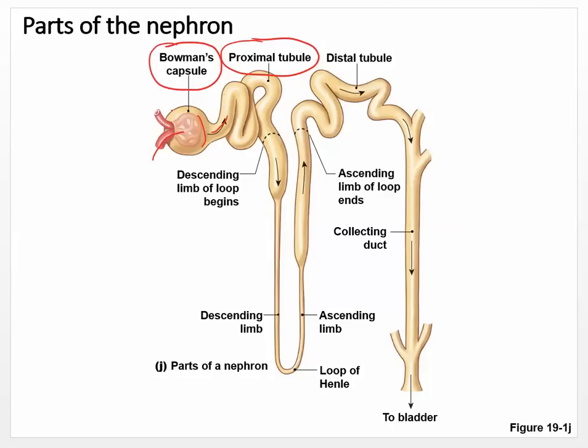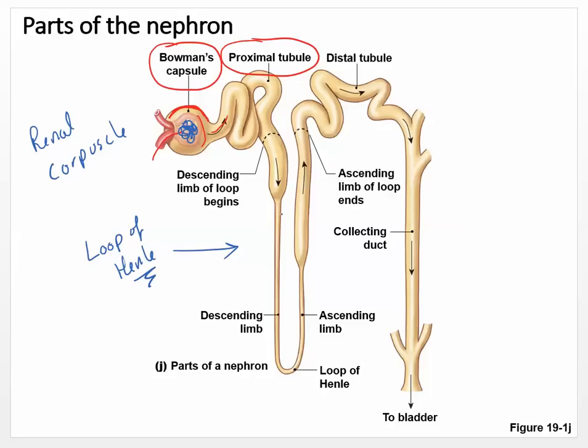Okay, so the Bowman's capsule is just this outer covering that surrounds the glomerulus, and the glomerulus is this little thing in here. Okay, so together that's called the renal corpuscle. I won't ask that on a test, but this entire thing is called the renal corpuscle, and then that's broken down into the Bowman's capsule, which is the outer edge, and then the inner part, which is the glomerulus. Okay, so this Bowman's capsule will actually continue to make the proximal tubule, and then you have the loop of Henle. Okay, so that's what it's called, and that's how you pronounce it, Henle.